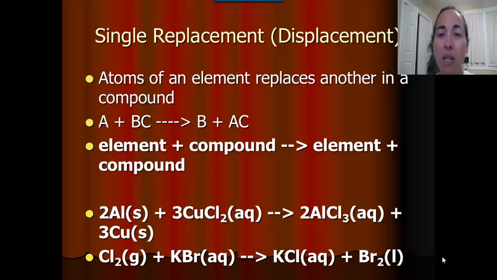You have an element and a compound in these reactions. Now in the second example, you have chlorine plus KBr. Chlorine is a negative ion, and Br is the negative part of the compound. So those are the two elements that switch places here. So that's the examples for single replacement.